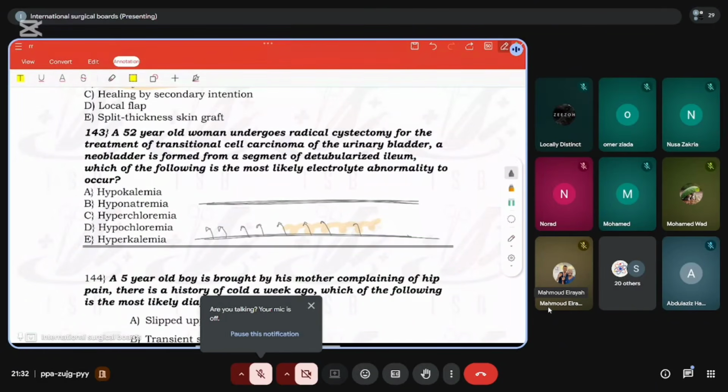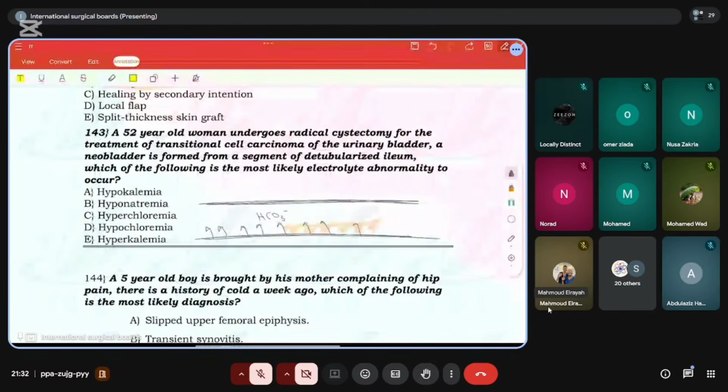So yes, I agree with you. Hyponatremia can happen. Hypokalemia can happen. Very nice. All that can happen. But most commonly, bicarbonate is lost in very large amounts. Okay? Bicarbonate is lost in very large amounts. When we have a low bicarbonate level in our serum, what will happen?